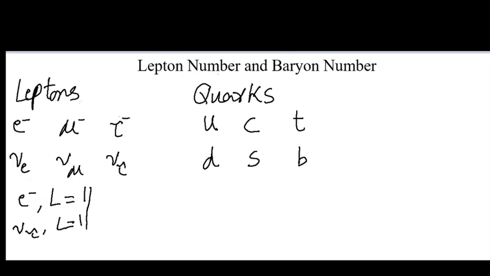Similarly, if we have an anti-lepton, for example a positron, which is an anti-lepton, its lepton number will be -1. Similarly, if we have an anti-muon neutrino, which is the antiparticle of muon neutrino, then its lepton number will be -1. So for each lepton, we have a lepton number of +1, and for each anti-lepton, we have a lepton number of -1.